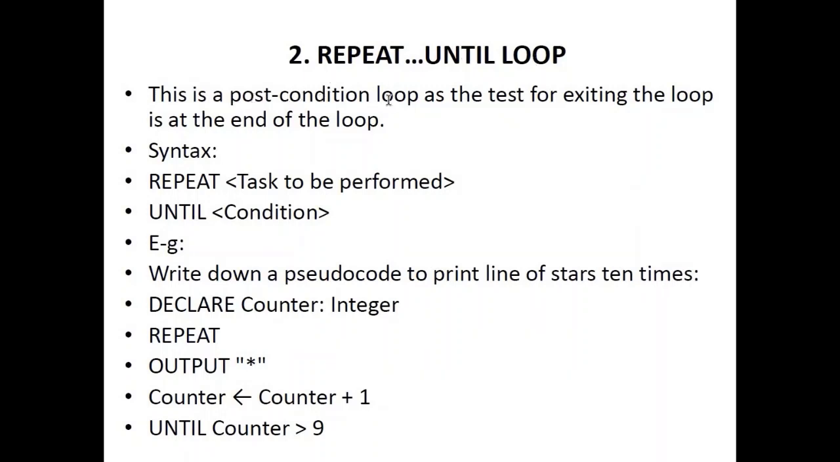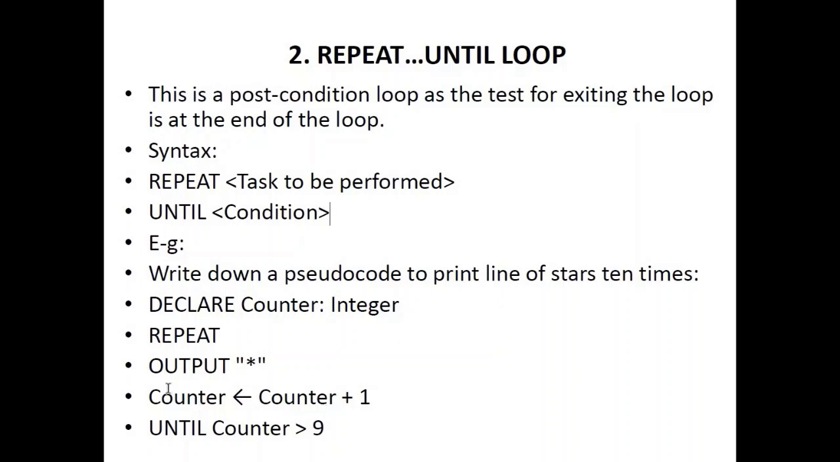REPEAT UNTIL is known as a post condition loop because the condition is checked after the loop has been performed at least one time. The syntax is REPEAT, task to be performed, UNTIL, and then the condition.